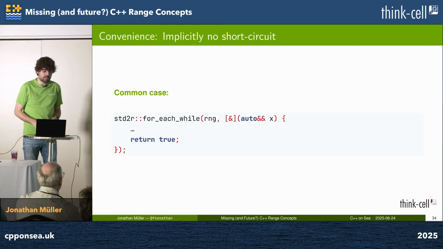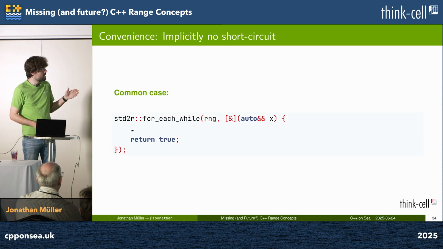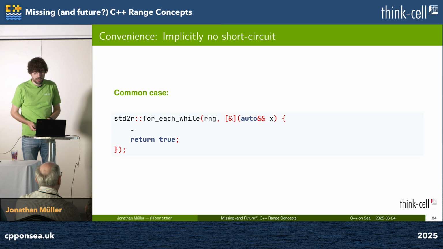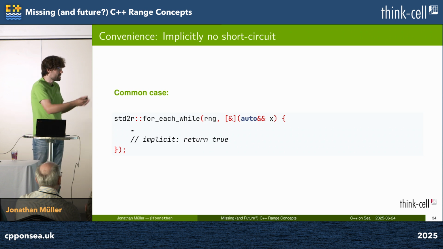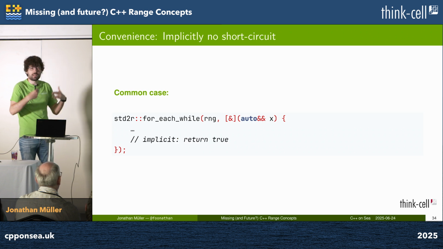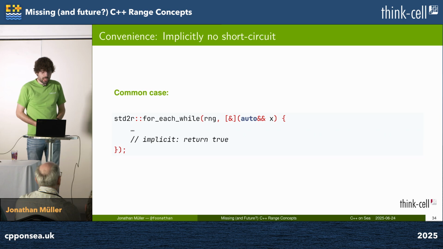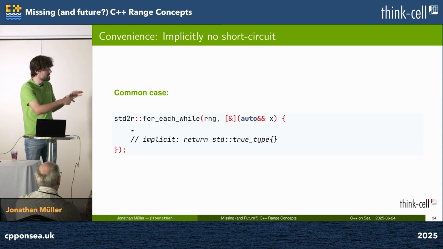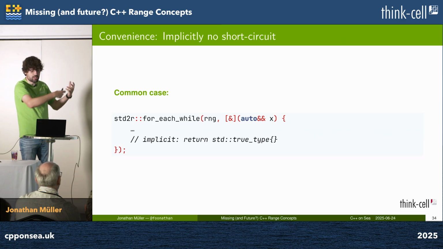Now, one convenience thing I want to talk about is that in the common case, you just have a sink that always returns true. And it would be annoying to always have to write return true. So we can make that implicit, right? So if the sink returns void, this means implicit return true. And we can also go one step further and say, oh, this means return true statically, so return true_type.